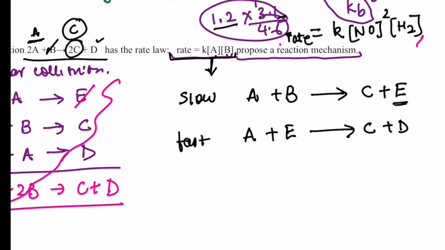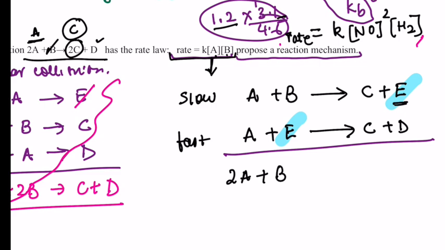Let me verify, does that work? Let me add this up. This is an intermediate. I chose them in a way that I can add them to get 2A plus B forms 2C plus D. And I also chose my slowest step already to give me the rate law. And because this was the first step, I really don't have to worry about the fast step interfering or try to do the steady state approximation.